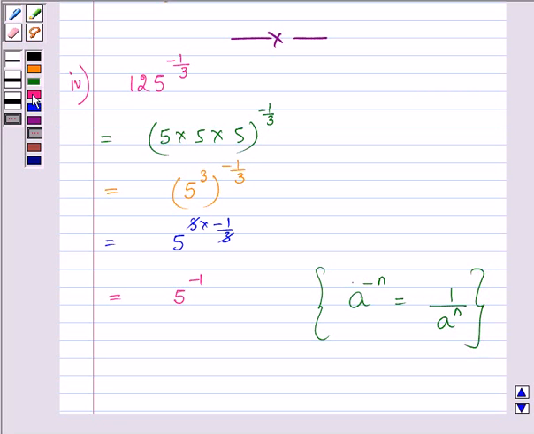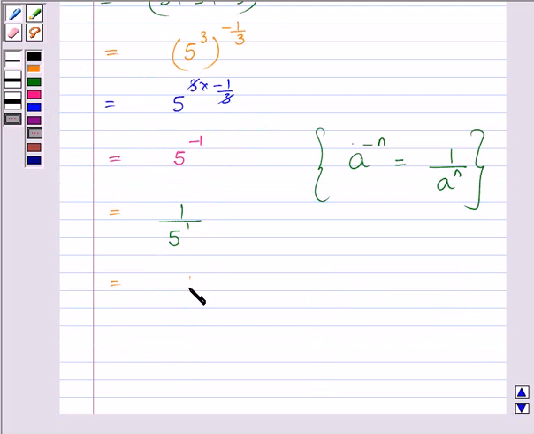Right? So now here our a is 5 and n is 1. So we can write it as 1 by 5 raised to the power 1, which will give us the answer as 1 by 5 itself. So the answer to the last and final part is 1 by 5.